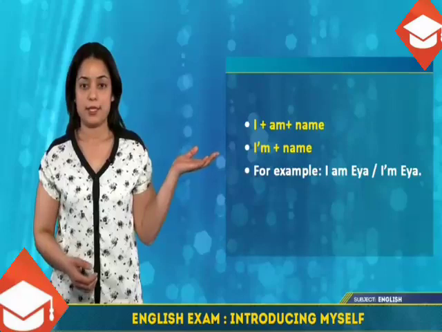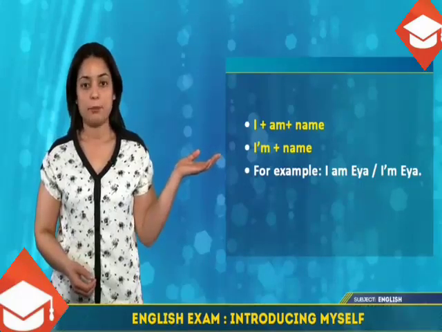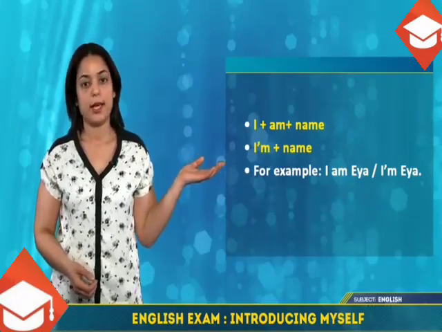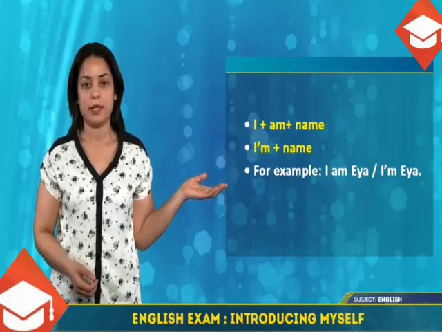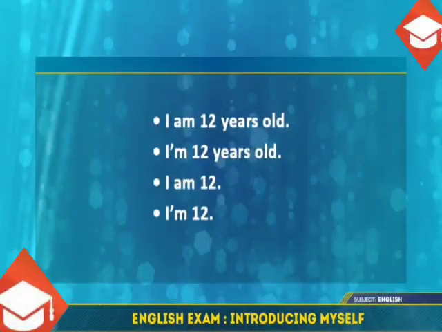If you want to say your name, you have to remember to begin with I plus am plus name, or I'm plus name. For example, I am Aya or I'm Aya. Now let's move to the second part, how to say your age. You can say I am 12 years old or I'm 12 years old. You can also say I am 12 or I'm 12.